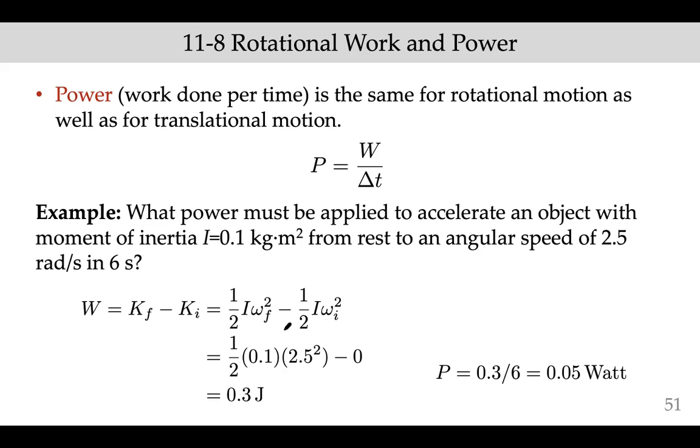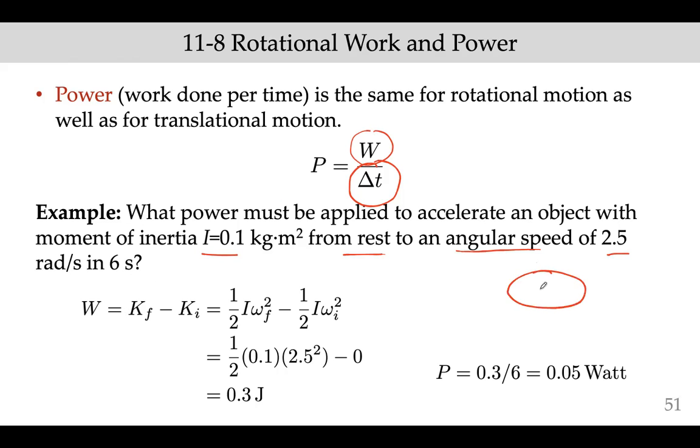Finally, we can talk about power. It's work done per time. It's the same for rotational motion as well as for translational motion. It's work done per time. So here's an example. What power must be applied to accelerate an object with moment of inertia 0.1 from rest to an angular speed of 2.5 radians per second in 6 seconds?